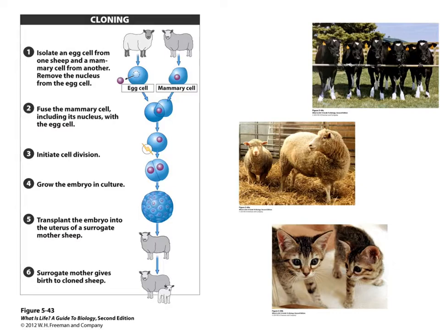We have also seen other cloned animals, such as cows and cats. This is not a common process, it is very difficult, and it took many tries to get that first Dolly sheep to be born successfully. But cloning is a possibility.